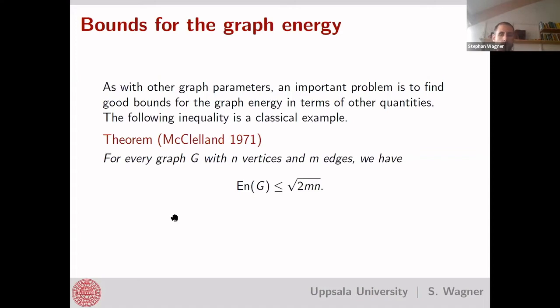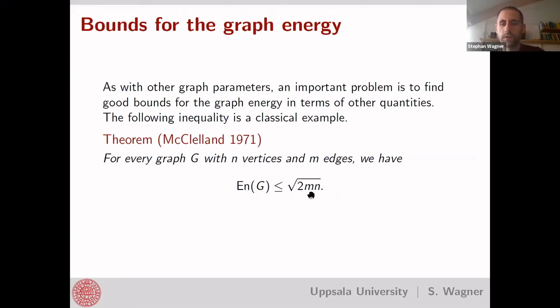As always with graph parameters, a question people ask is, well, can we find good bounds? So how large and how small can these parameters be? How large and how small can the graph energy be if I know something about the graph, like how many vertices and how many edges? A very early example, and this even came before the actual definition of graph energy in the literature. So before graph energy was defined as a concept, this result was proven. And it's quite a simple bound.